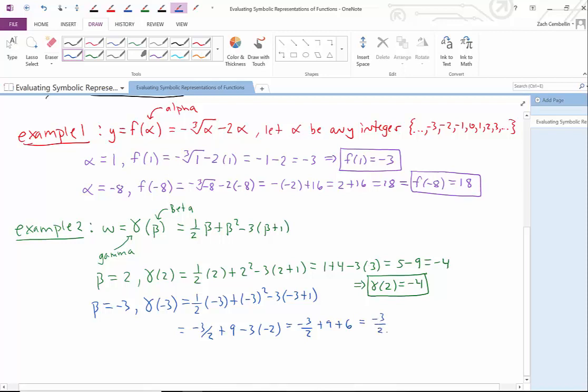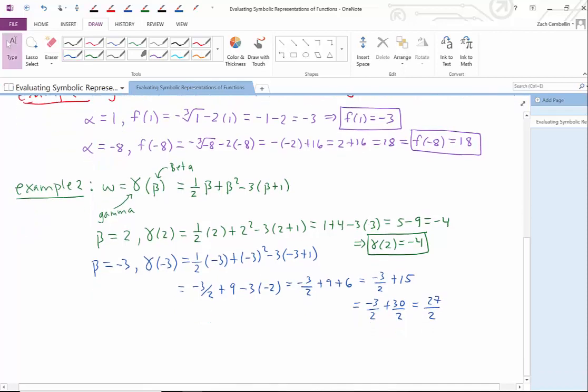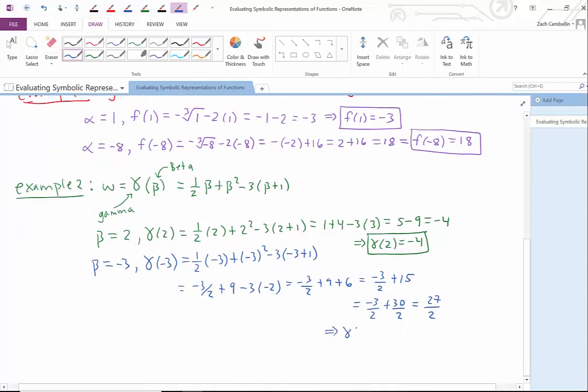Negative 3/2, using associative property of addition, plus, we'll add the 9 and the 6 first, which is 15. And oh no, we got a fraction. Well, 15 as a fraction is the same as 30/2. So, negative 3 plus 30 is positive 27, and then all over 2. Hence, the value of gamma of negative 3 is 27/2.